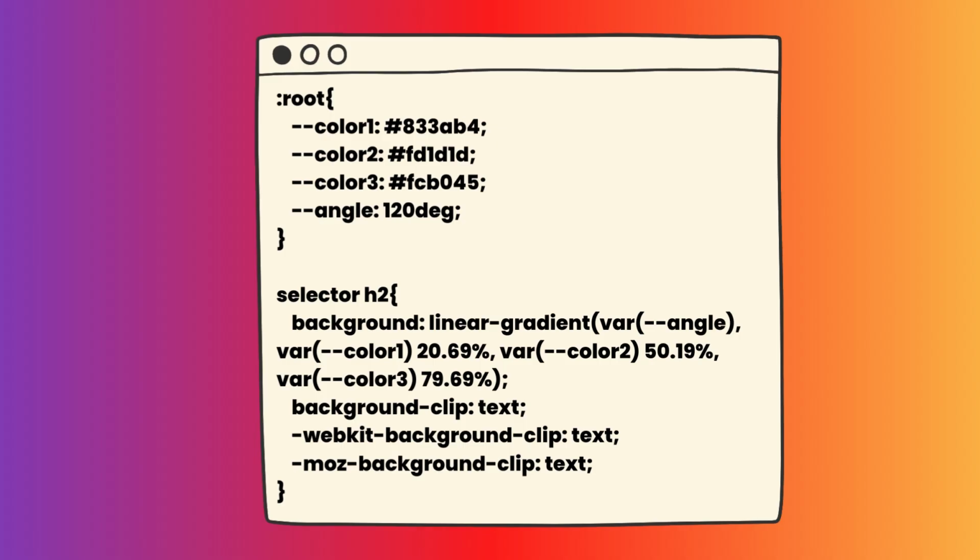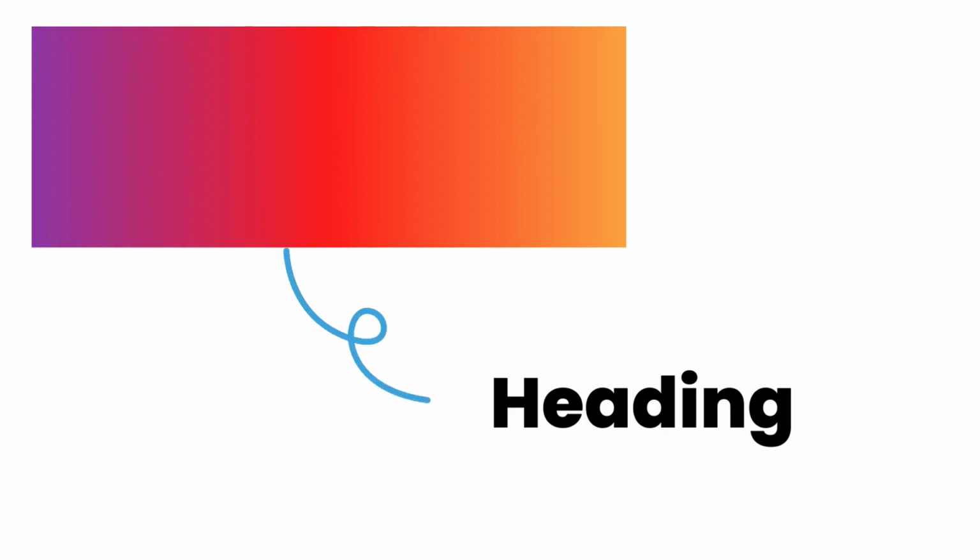Next, we will talk about linear gradients. This is a beautiful feature that allows you to transition between multiple colors. In our code, we will apply this linear gradient as a background to our H2 elements. Now comes the cool part. We can clip this background to our text. This means that gradient will only be applied to the text itself, not the entire H2 element.